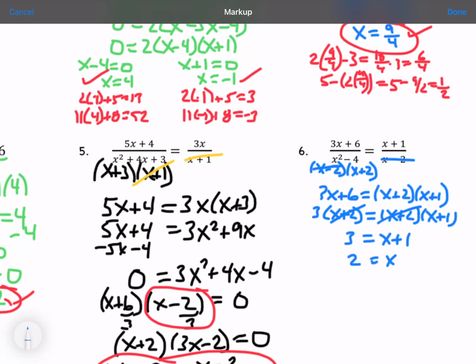And so, will 2 work? No. x can't be 2, so this is an extraneous solution. And some of you did it another way where you ended up with x equals 2 and negative 2. Neither one of those works, right? Because you plug them both into the denominator, you get 0.